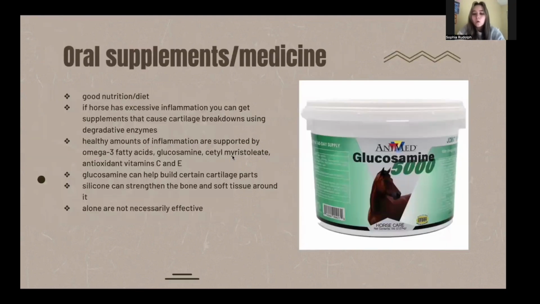Next is oral supplements. Besides having supplements and medicine, first is a good base of just good nutrition or diet. If a horse has excessive inflammation, you can get supplements, since inflammation causes cartilage breakdown using degradative enzymes. Healthy amounts of inflammation are supported by omega-3 fatty acids, glucosamine, acetylmistrolate, antioxidants, vitamin C and E. Glucosamine can help build certain cartilage parts. Silicone can strengthen the bone and soft tissue around it.